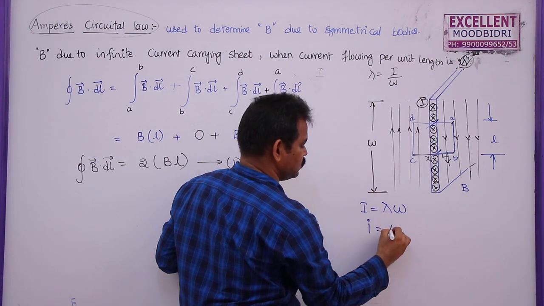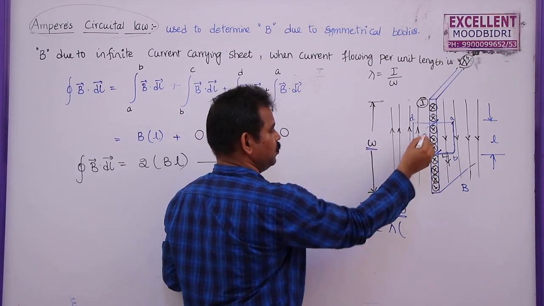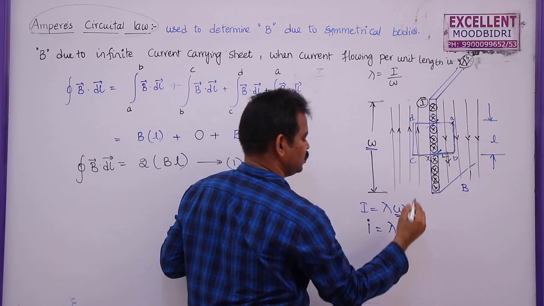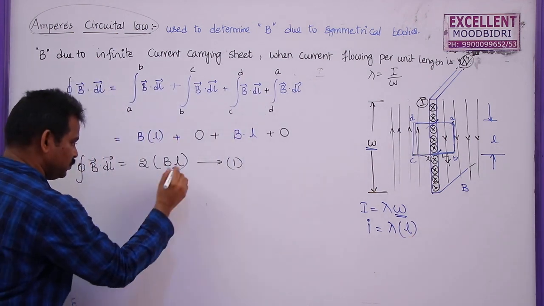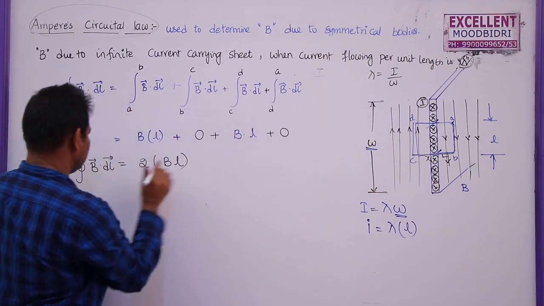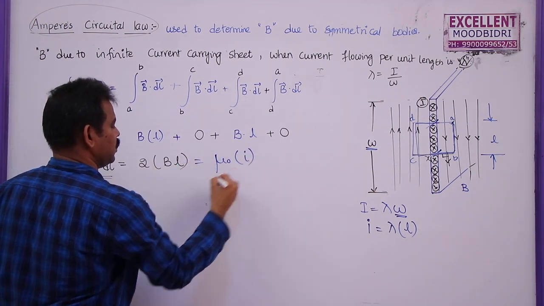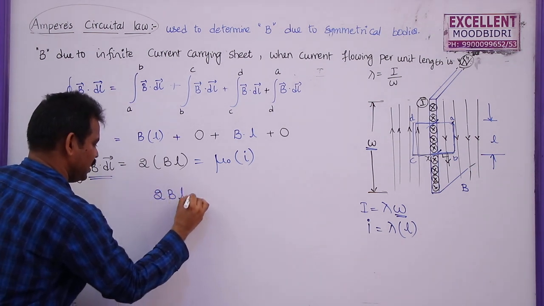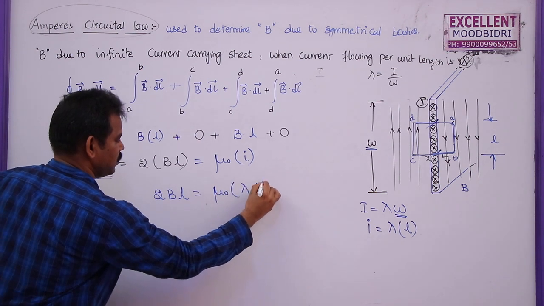This small i is equal to lambda into this total width is W, but the width of the sheet that is enclosed by this loop is only L. So this is lambda L. So this must be equal to, according to Ampere's law, mu naught times the current enclosed by this loop. So I am going to write 2BL is equal to mu naught times lambda L.